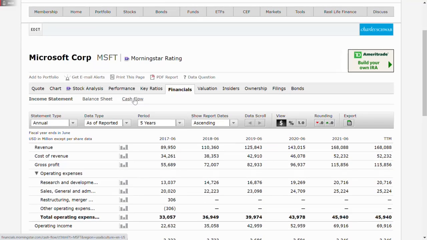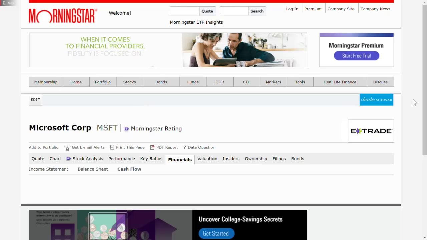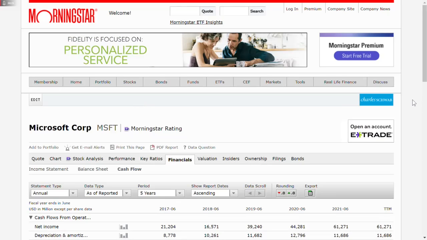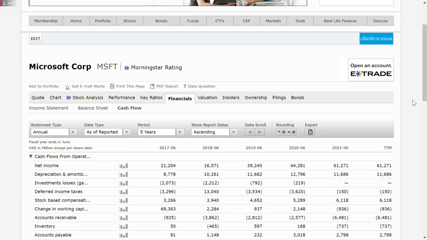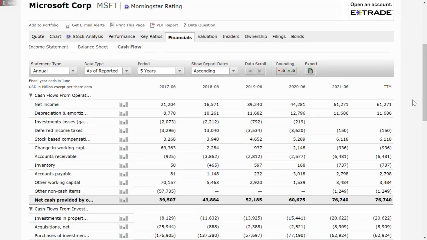So they tend to concentrate here, which is my favorite financial statement, the cash flow statement. So for the time being, we're going to skip the balance sheet. Microsoft has a very solid balance sheet, so I will leave that up to you to take a look at if you're interested. So let's go to my favorite cash flow statement. And here we'll see where the real money goes.